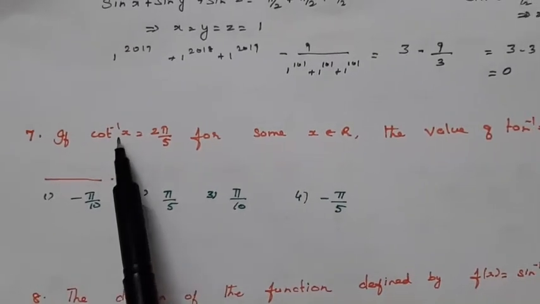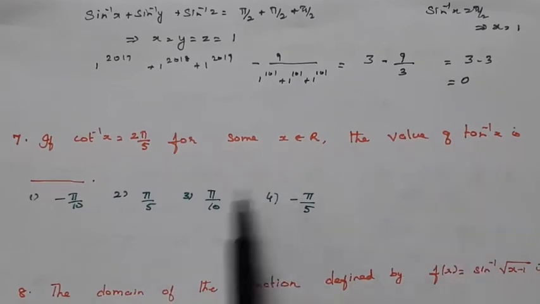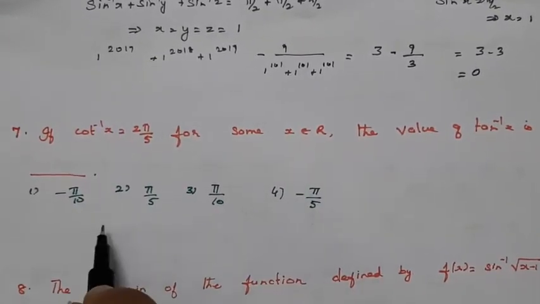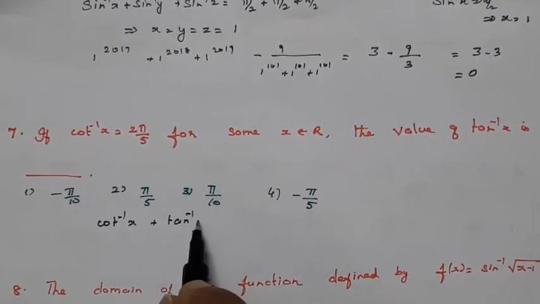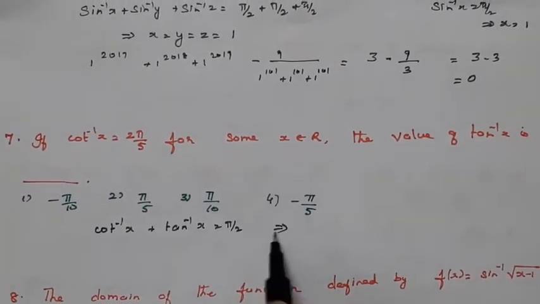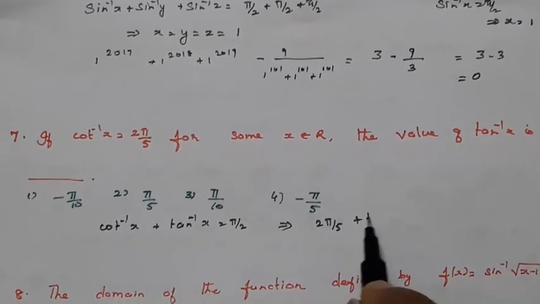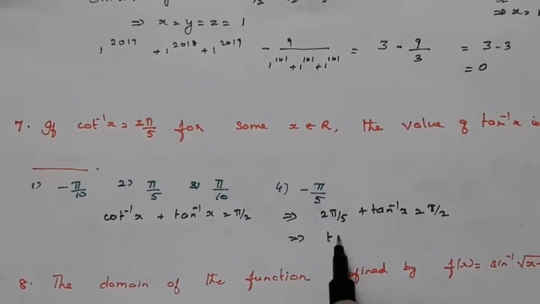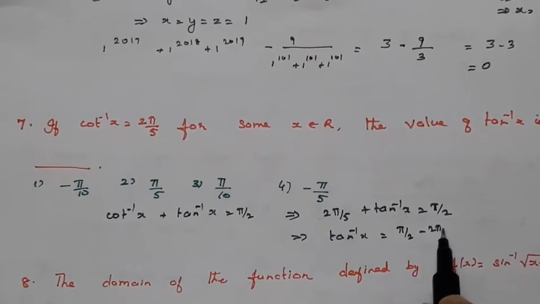7th one: if cot inverse of x is equal to 2 pi by 5 for some x belongs to R, then the value of tan inverse of x is dash. You know that there is a relation between cot inverse of x and tan inverse of x by the inverse cofunction identity, that is cot inverse of x plus tan inverse of x is equal to pi by 2. So replace cot inverse of x by 2 pi by 5: 2 pi by 5 plus tan inverse of x is equal to pi by 2, which implies that tan inverse of x is equal to pi by 2 minus 2 pi by 5.